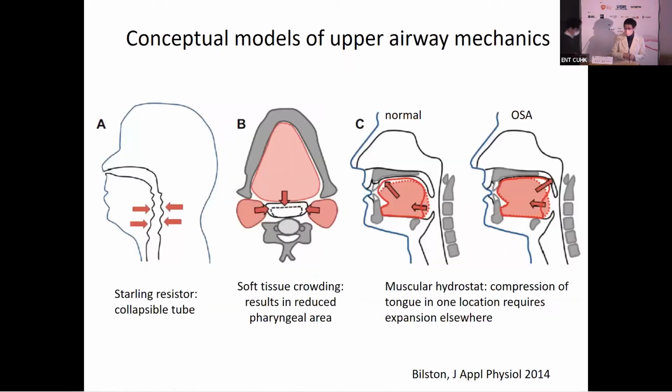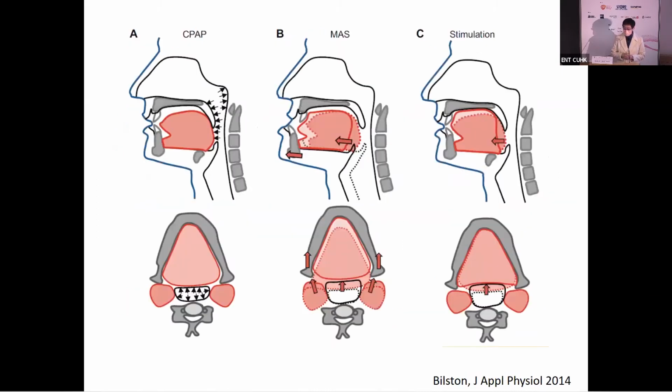We can look at upper airway mechanics using several conceptual models. My first cartoon already showed the model of a collapsible tube. Another way to look at it is with a fixed mandible, where all the soft tissue crowding results in reduced pharyngeal area. And the last model is about the airway as a muscular hydrostat.